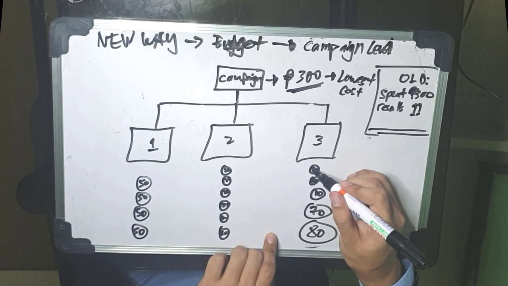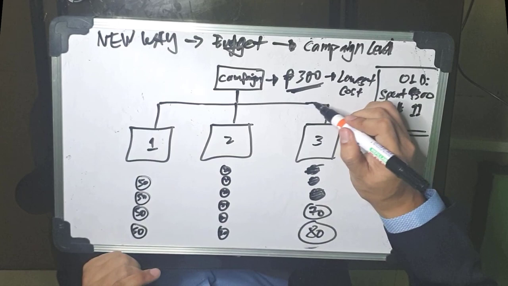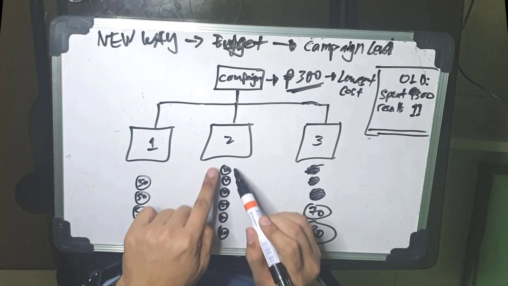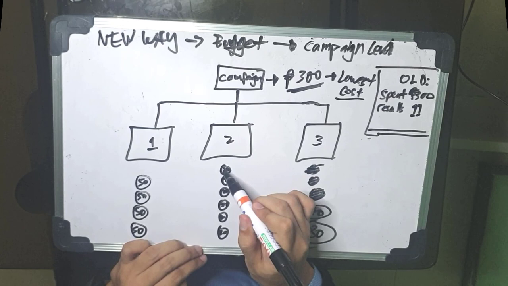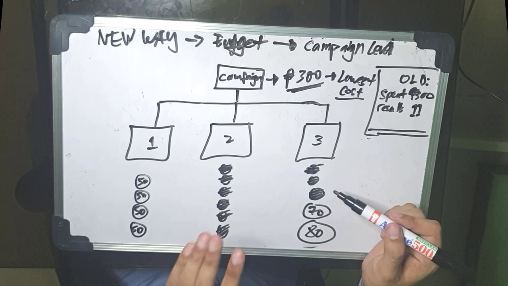So, mangyayari, itong tatlong 10 na to, ito yung unang bibilhin. 10, 10, and 10. So, gumastos ka na ng 30 pesos. So, magkano na lang natira? So, sa 300 daily budget mo, 270 na lang. And meron pang cheaper opportunities dito, which is itong tag 20 pesos, no? So, ang gagawin ni Facebook, since naka-lowest cost bid tayo, uunahin niyang bilhin din ang mga opportunities na to. Okay. So, now, 20. So, this is 120 pesos and this is 30 pesos. So, you spent 150 pesos of your daily budget na.